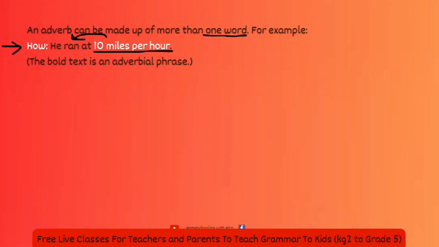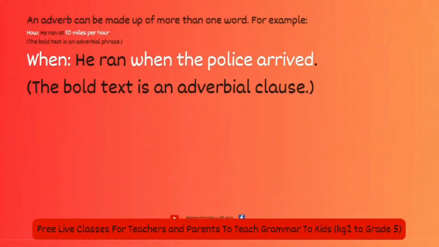Phrase means a group of words that makes some sense but can't stand alone. It doesn't have a subject and a verb. Learn phrases again, if I'm telling you this again, because this topic comes after phrases and clauses. So if you already have the knowledge of phrases and clauses, it will be easier for you to understand adverbials. Otherwise, you should learn phrases and clauses first, right? Now you can see that a group of words is telling us something about the action of ran.